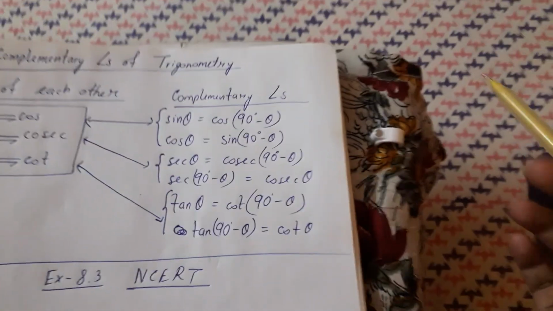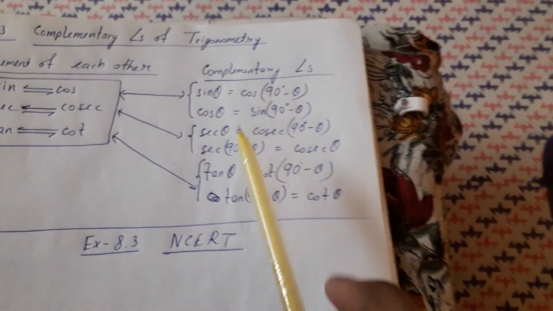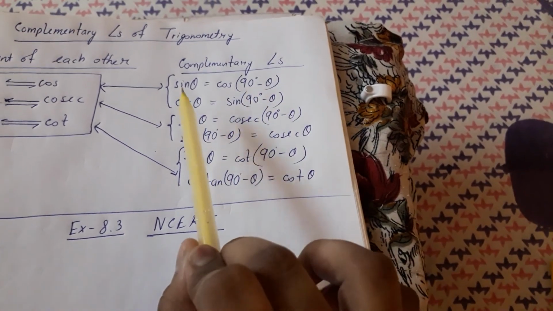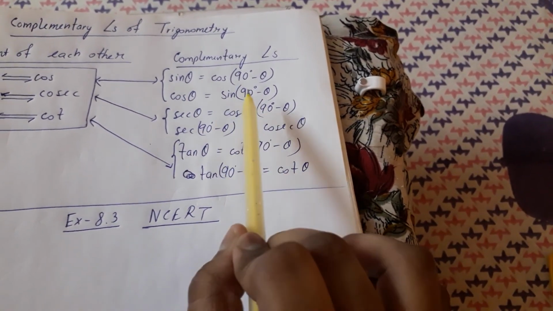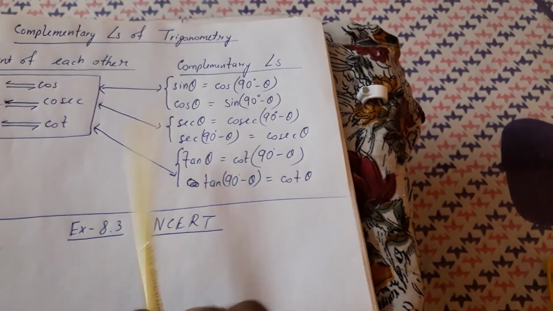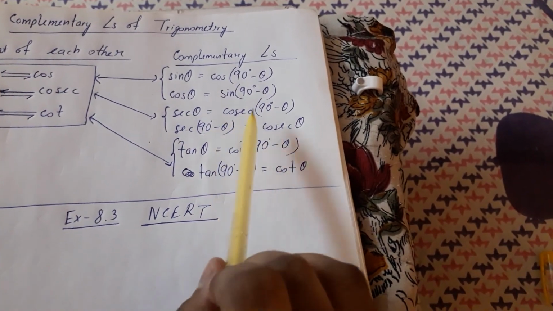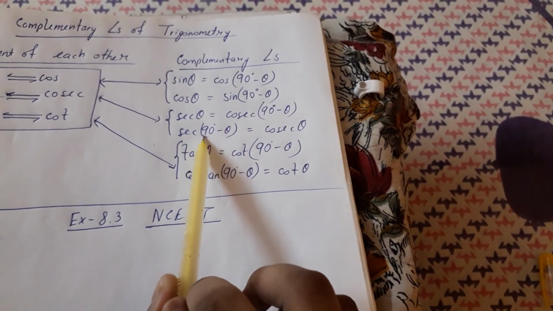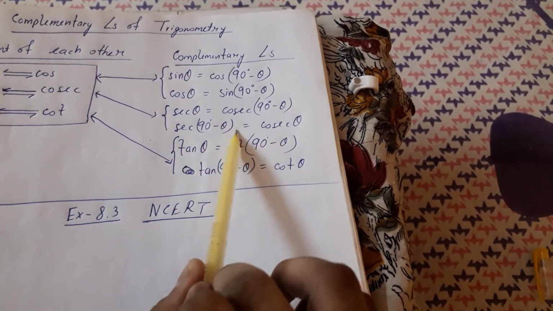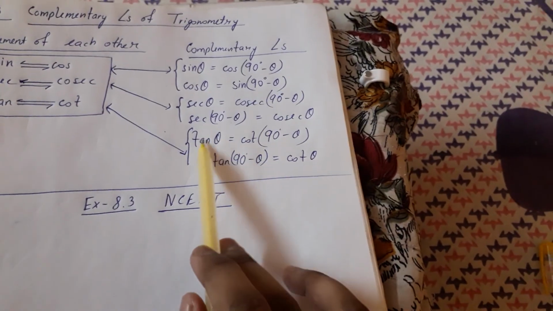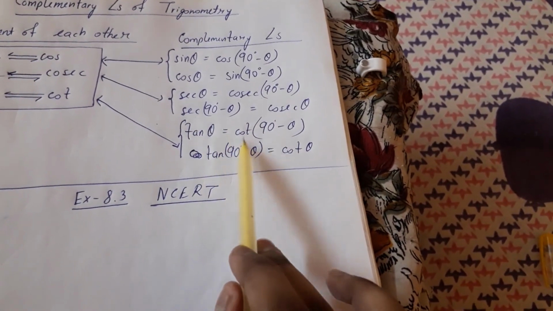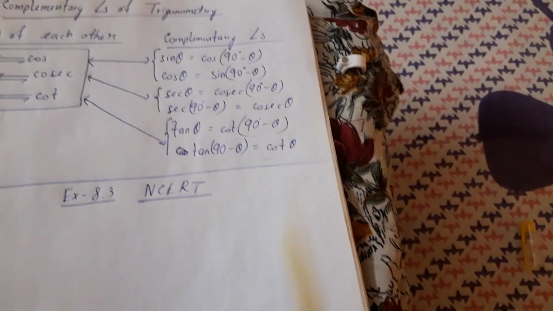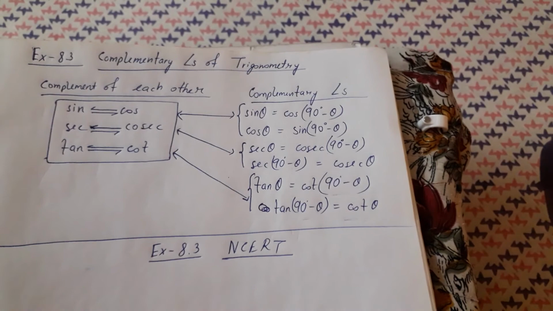Now see the complementary angles. Sin theta is equal to cos 90 degree minus theta. Cos theta is similarly equal to sin 90 degree minus theta. Similarly, sec theta is equal to cosec 90 minus theta, and sec 90 minus theta is equal to cosec theta. Here also, tan theta is equal to cot 90 minus theta, and tan 90 minus theta will be cot theta. So you have to remember these things.